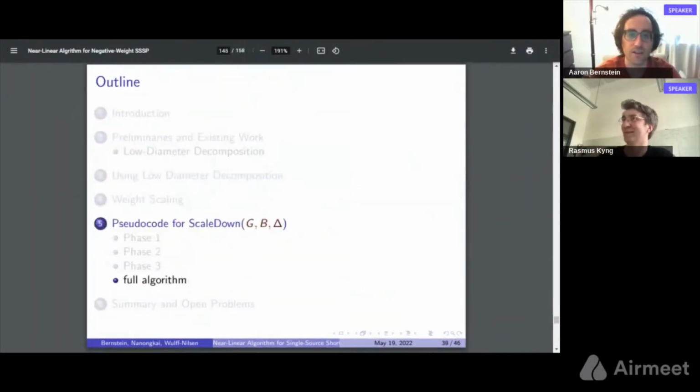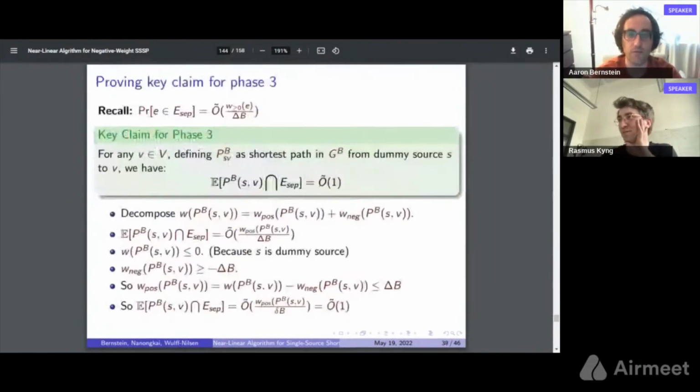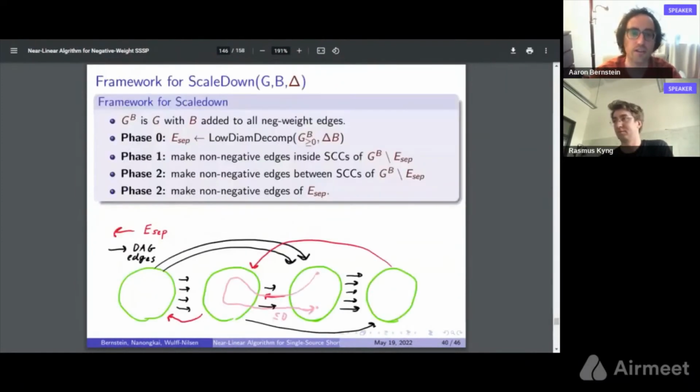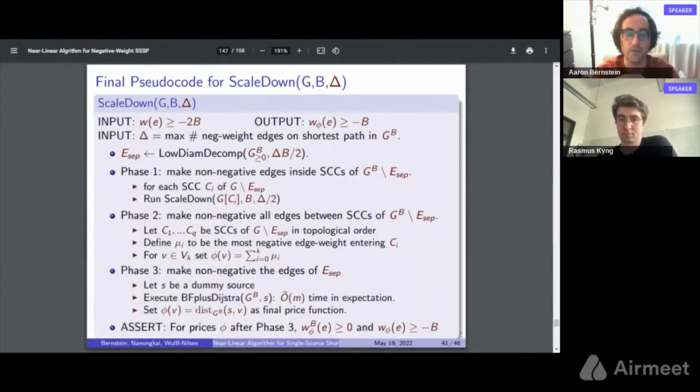Okay, got it. So let me just give, I mean, we're done, basically. So this was the proof for phase 3. And now to give the whole pseudocode for scale down, the framework was that we have these 3 phases. We do low diameter decomposition, and then we successively fix all the different edges. And here was the full pseudocode. I'm not going to repeat it. I'll just put it up, maybe just so you can see it.